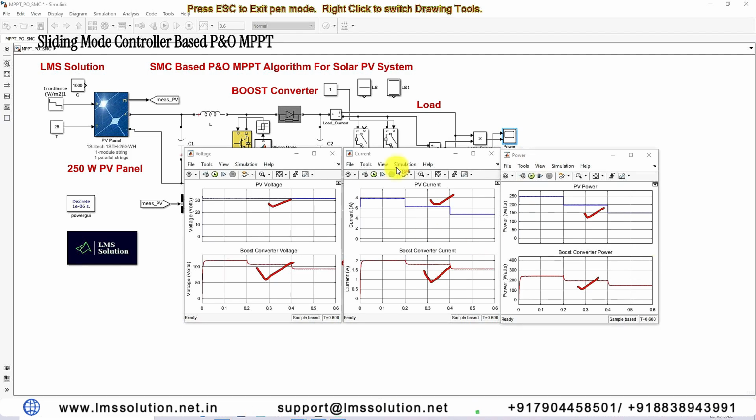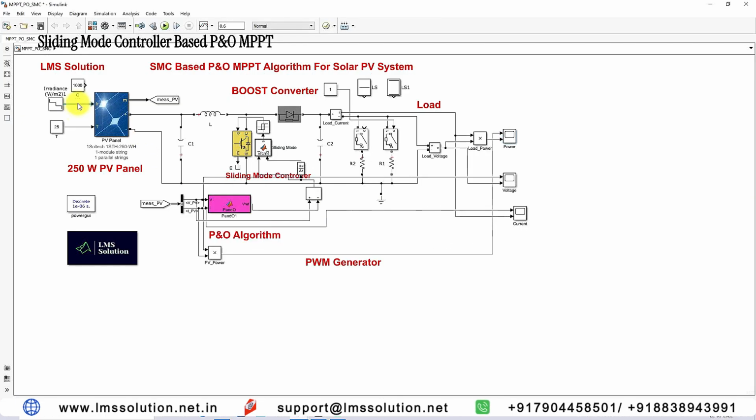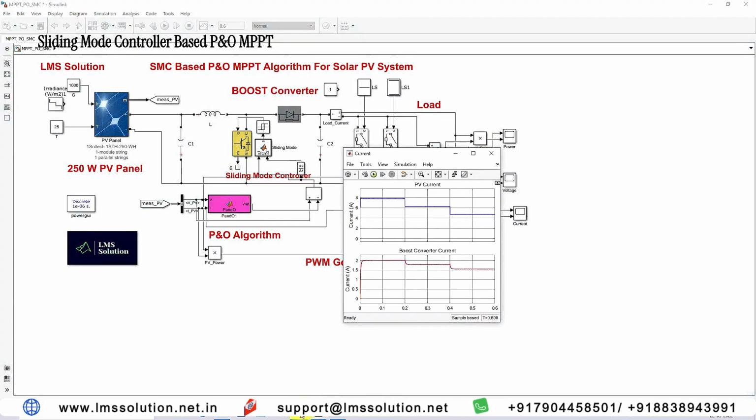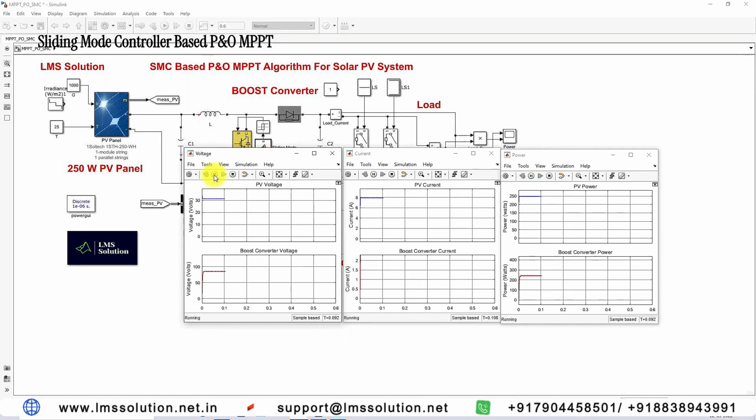So next I'm going to test the model with the change in load condition. For that I'm going to keep the irradiation constant and change the load every 0.3 seconds. First step, this load will be added in the system. After 0.3 seconds, this load is going to be added in the system. So we will discuss the results. So I'm going to simulate the model. After 0.3 seconds, load is going to be added in the system.